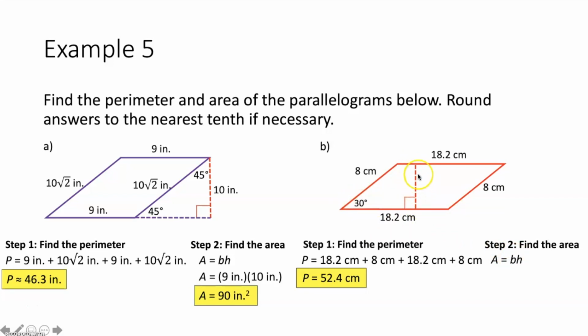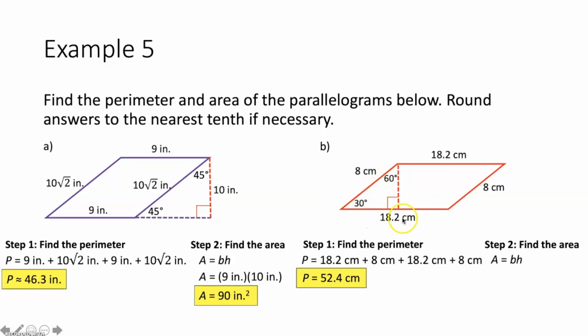So what I can do is take this height and slide it up to make it an altitude coming from this vertex. The reason I do that is because now I have created this little right triangle here. And in this right triangle, I have one of the acute angle measures being 30 degrees. That means the other acute angle is going to be 60 degrees, making this a 30, 60, 90 degree triangle. Now, how does that help us?